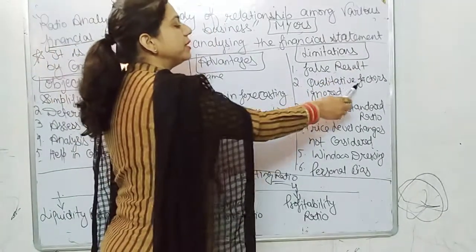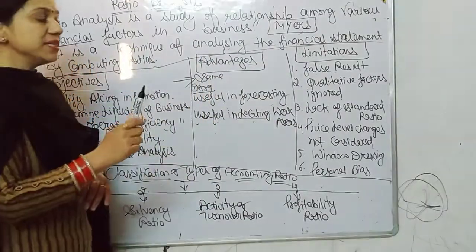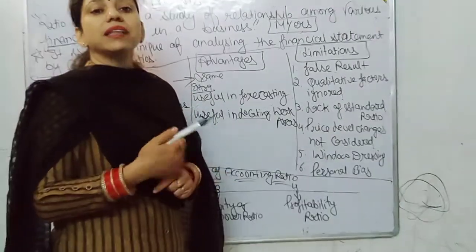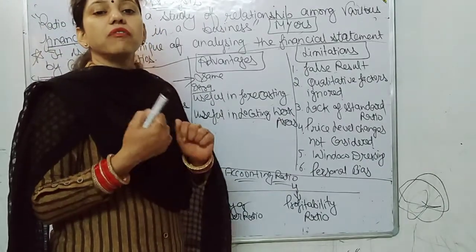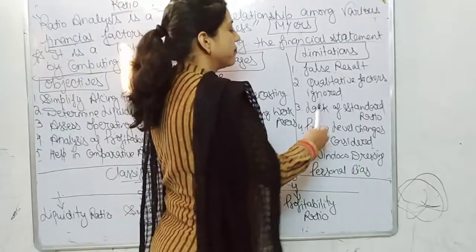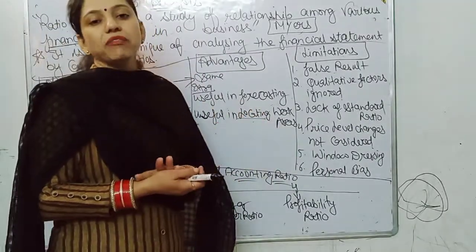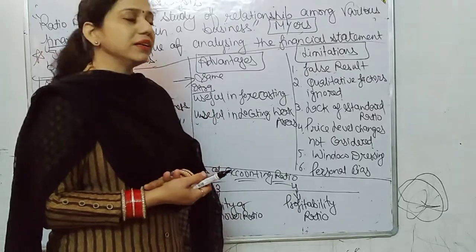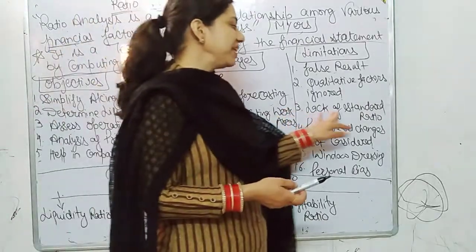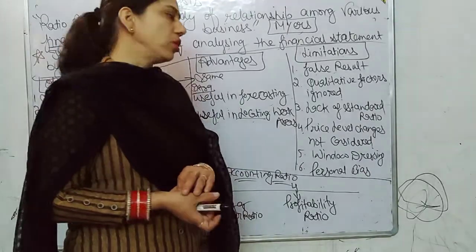Next we have qualitative factors ignored. As I told you, it analyzes only financial factors. Terms which cannot be measured in money are not included in ratio, like the importance of human beings, the value of an efficient manager. Those factors are ignored in ratio analysis. Next, lack of standard ratio. For example, if we calculate a ratio of 25% net profit on sale, how can we say that this 25% is perfect or not? We don't have any standard ratio through which we can compare whether this ratio is accurate or not.